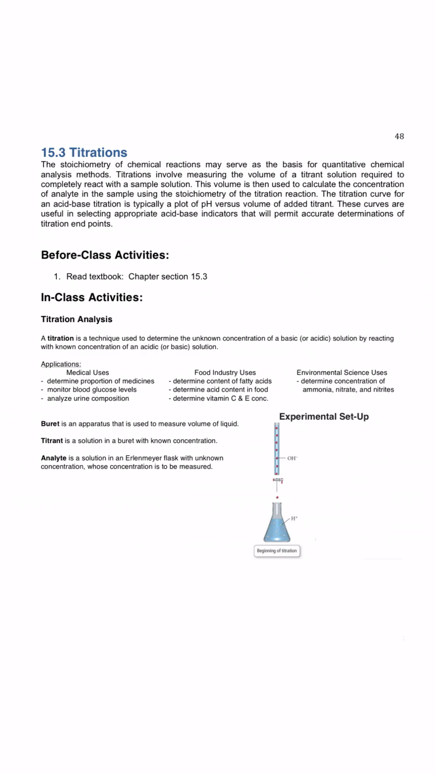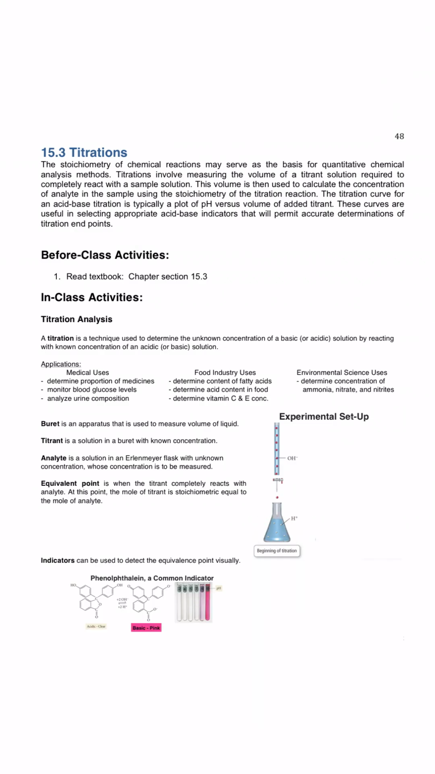The titration between acid and base relies on the neutralization reaction that we learned previously. The titration is stopped when the mole of acid equals the mole of base. We call this point an equivalence point. In general, the equivalence point is the point where the titrant completely reacts with the analyte. At this point, the mole of the titrant is stoichiometrically equal to the mole of the analyte. And an indicator can be used to detect the equivalence point visually.